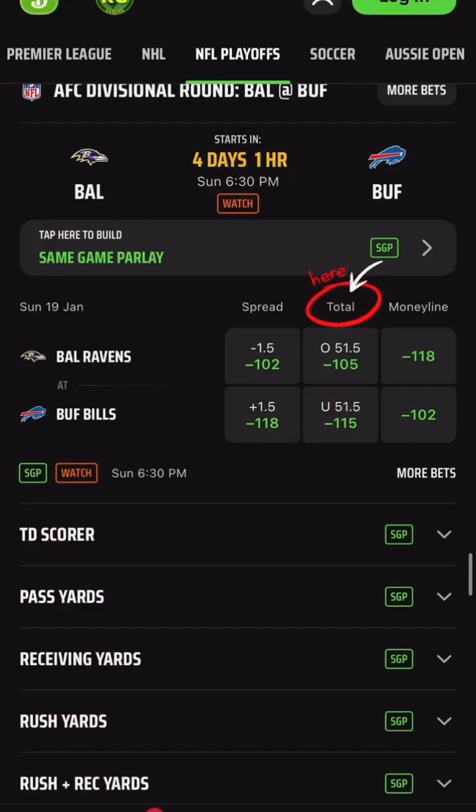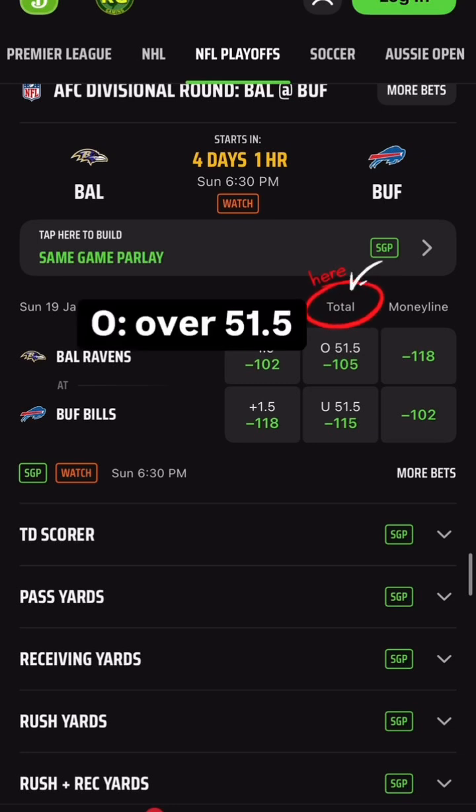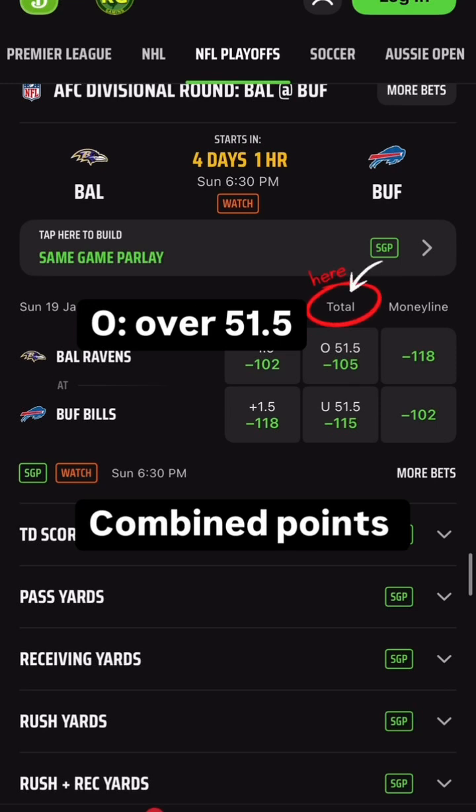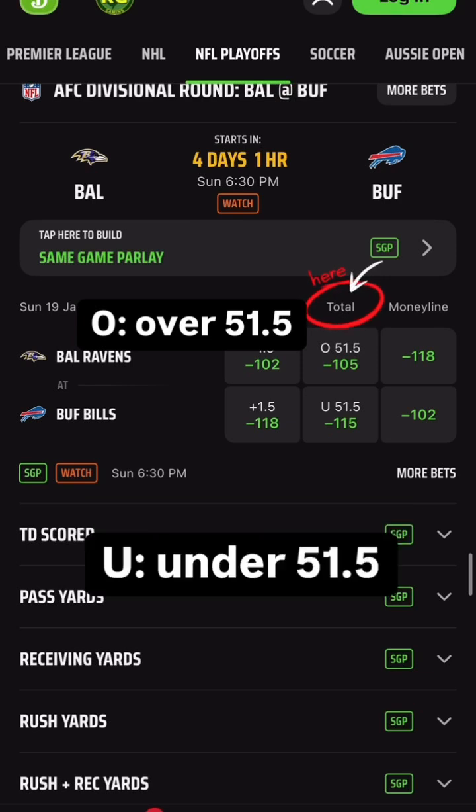So unlike the other bets, where it was a single bet depicted on each individual team, the over and under is based on both teams combined. So the over for this one is 51.5. What they're saying is both Baltimore Ravens and Buffalo will score over 51.5 points collectively. Or you could take the under and say collectively both Baltimore Ravens and Buffalo will score under 51.5 points combined.